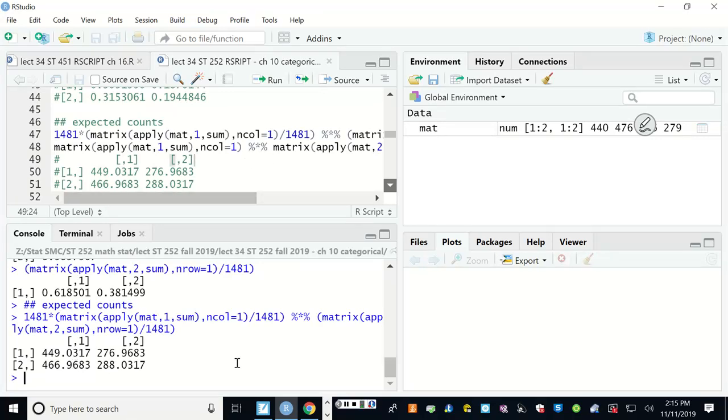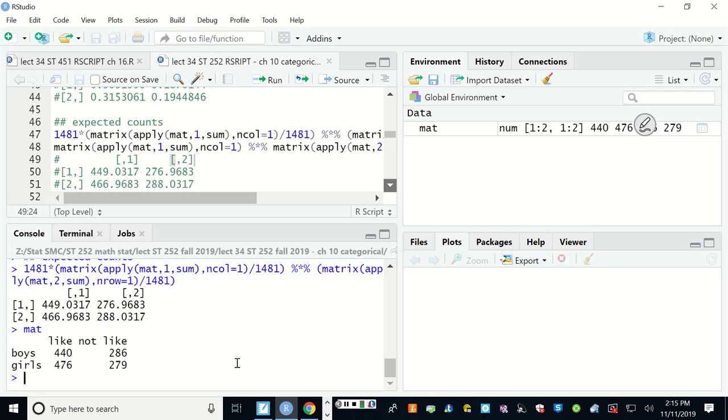So these are our expected. Those are our observed. And do they look similar? Does it look like there's much error? We know that there's going to be some random variation just by chance, even if they are independent. So at first pass, that doesn't look too discrepant. Not obviously really bad.